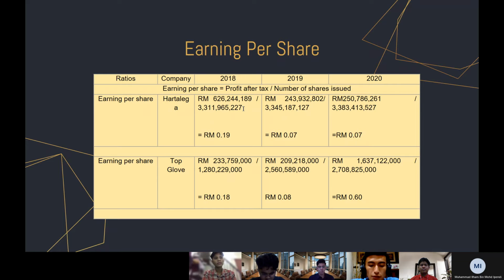So based on this information, we can conclude that Hartalega has a better performance for the years 2018 and 2019. Unfortunately, for the year 2020, Top Glove starts to show that they have a better performance in the company's net income or profit after tax. Alright.